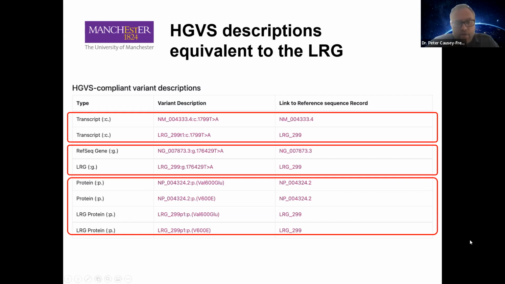So that is a quick way to update your LRG_299t1 into a RefSeq variant description format. The same happens with the actual LRG gene sequence itself. We've mapped it onto the RefSeq gene, and the same with the proteins. LRG_299p1 is the same as NP_004324.2. Okay, hopefully that makes sense to everyone, but those are equivalent variant descriptions. Next slide.